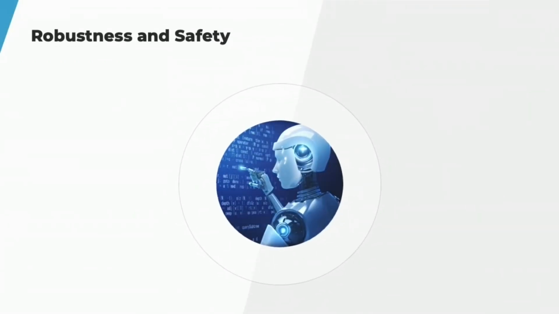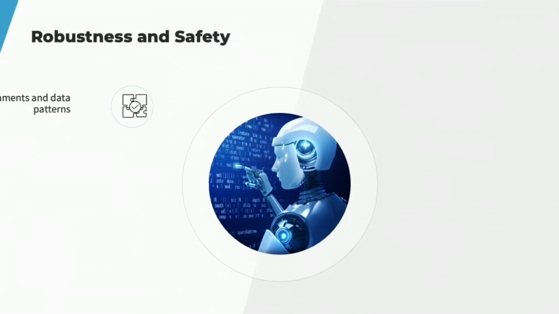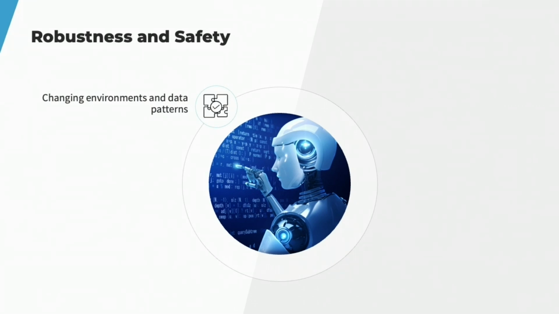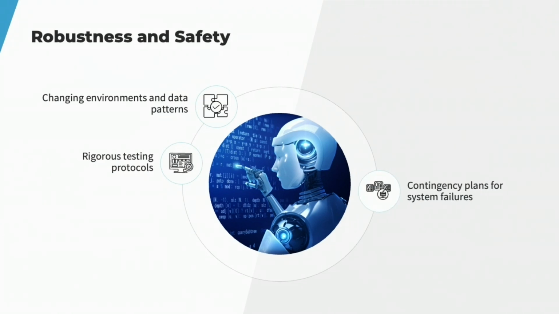AI systems must be robust and safe, capable of handling changing environments and data patterns. Rigorous testing protocols and contingency plans for system failures or unexpected outcomes are necessary to ensure the safety and reliability of AI systems.